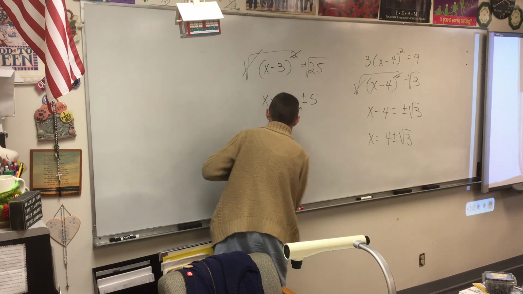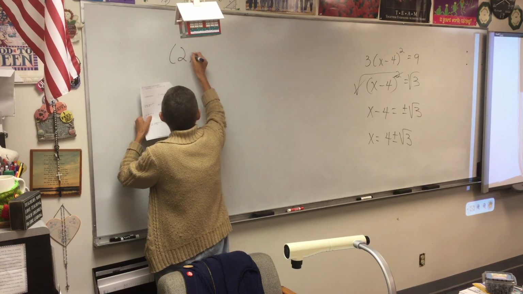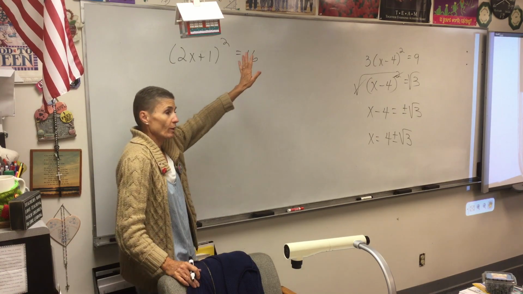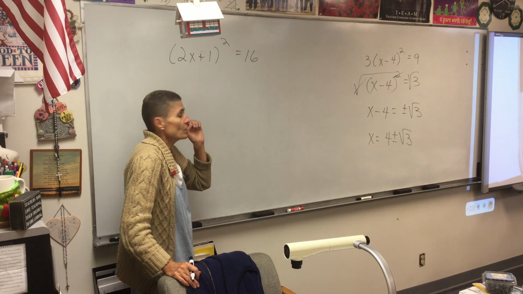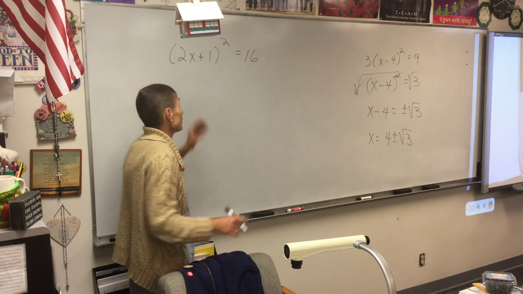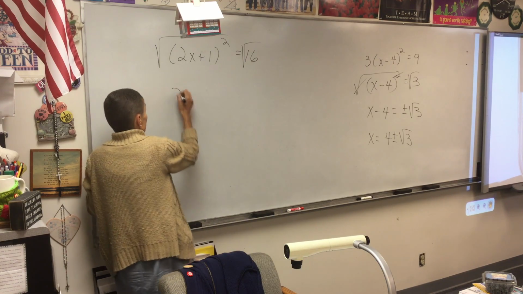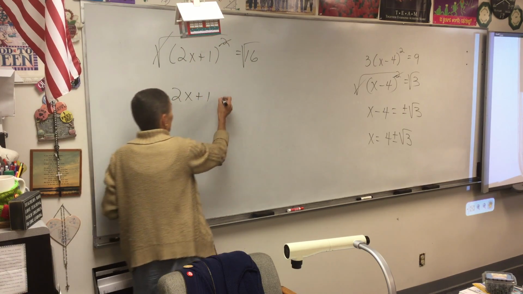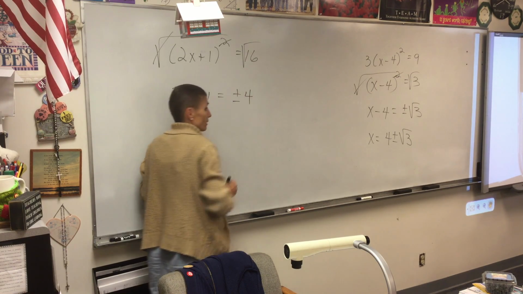In letter D, what will be our first step? Square root. If you thought about it for just a split second, you thought, maybe I should divide. You can't, because that 2 is inside the parentheses. So we are just going to start with the square root right off the bat. So 2x plus 1, because these cancel, they go away. 2x plus 1 equals, be careful, plus or minus 4.